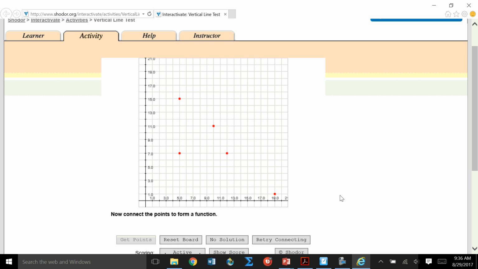Let's get another set of points. Here, if I drop a vertical line through my graph, right here I'm hitting 2 times. My vertical line's hitting 2 times, so I'm not passing the vertical line test, therefore this is not a function. And you can see that when x is 5, it produces an output of 7, but the next time we put 5 in, it produces an output of 15, so this is not a function.